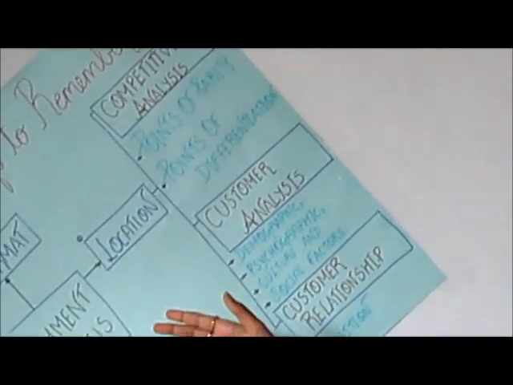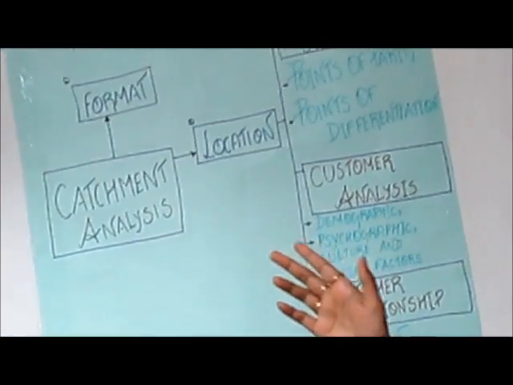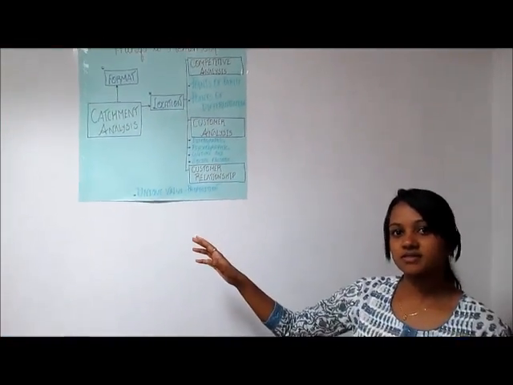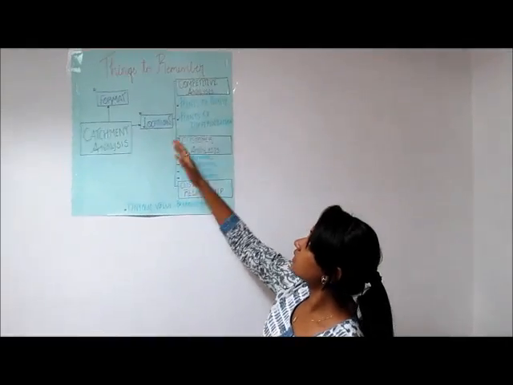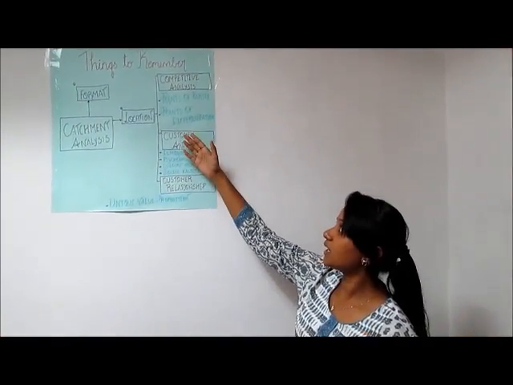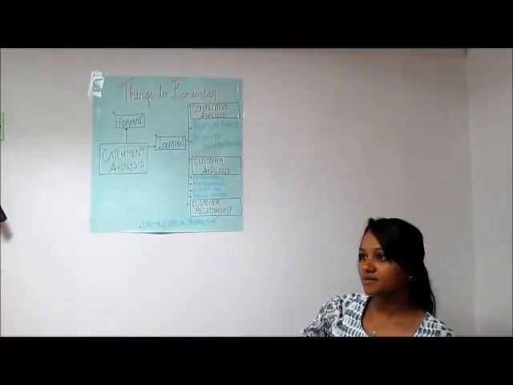First and foremost is the format. In the case of format, we decide the size of the store, store layout, and the product assortment in the store. And when we come to the location, first is the competitive analysis, where the first one is the points of parity and points of differentiation. Now Harish will explain what those are.